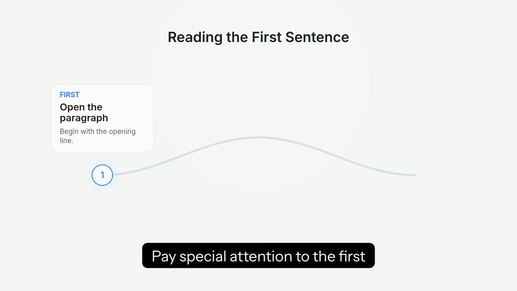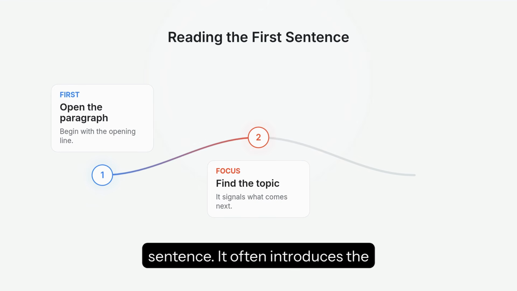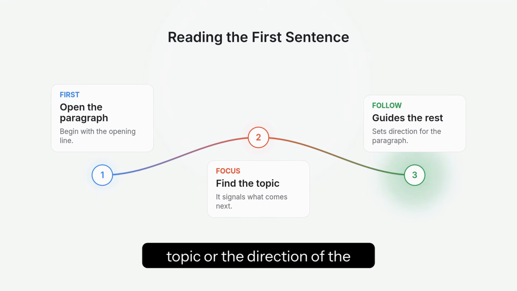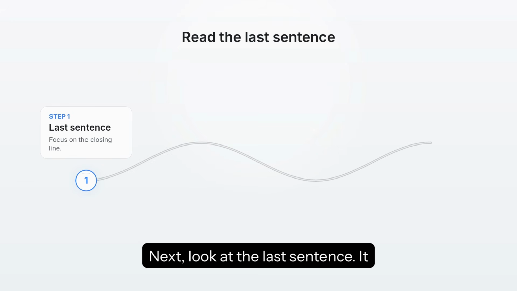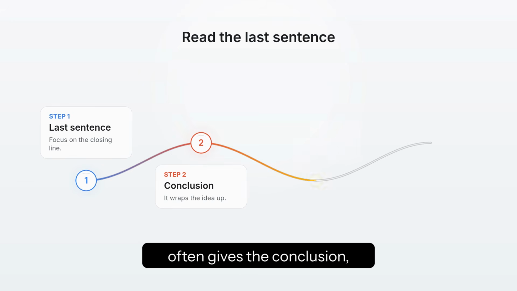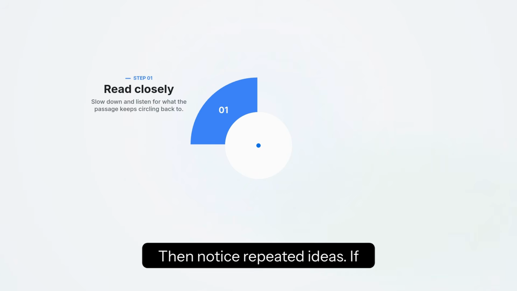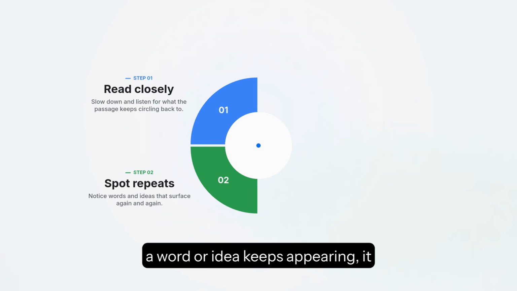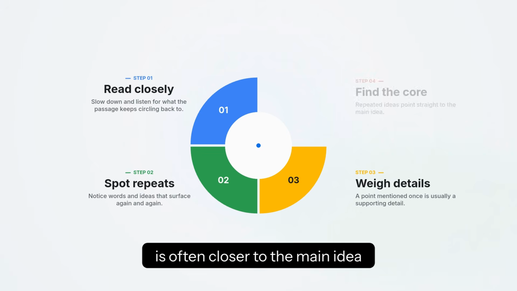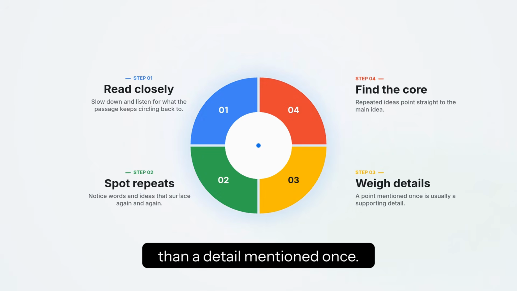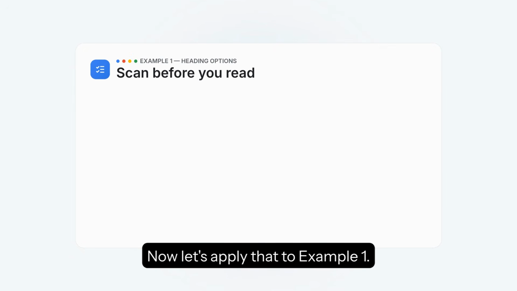Pay special attention to the first sentence. It often introduces the topic or the direction of the paragraph. Next, look at the last sentence. It often gives the conclusion, result, or final emphasis. Then notice repeated ideas. If a word or idea keeps appearing, it is often closer to the main idea than a detail mentioned once. Now let's apply that to example 1.